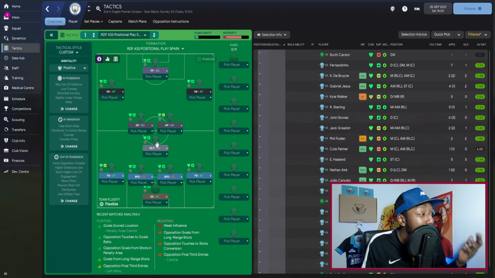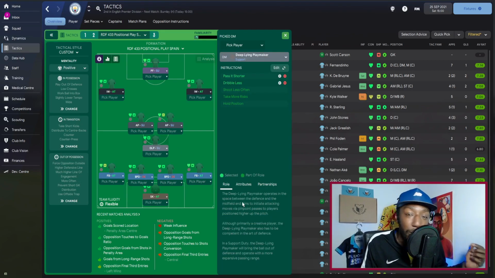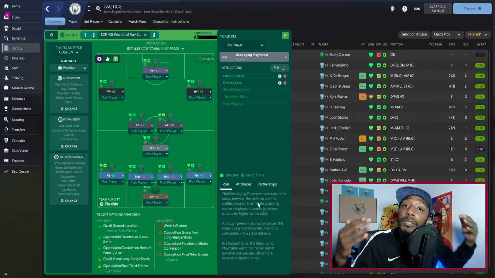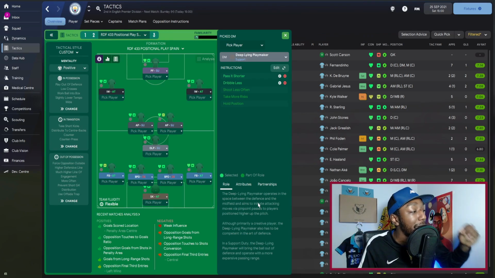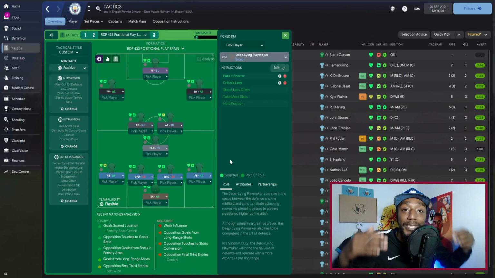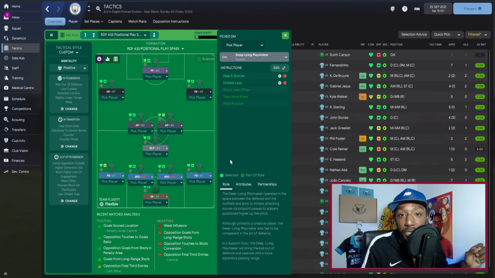And the DLP, he is no different. If we read what the DLP does, the deep lying playmaker operates in the space between the defense and midfield and aims to initiate attacking moves via pinpoint passes to players positioned higher up the pitch. Again, operates in the space between the defense and midfield. That is what we want in the central areas. We want these central players, our key technical players, to be finding space in between the opposition's midfield.